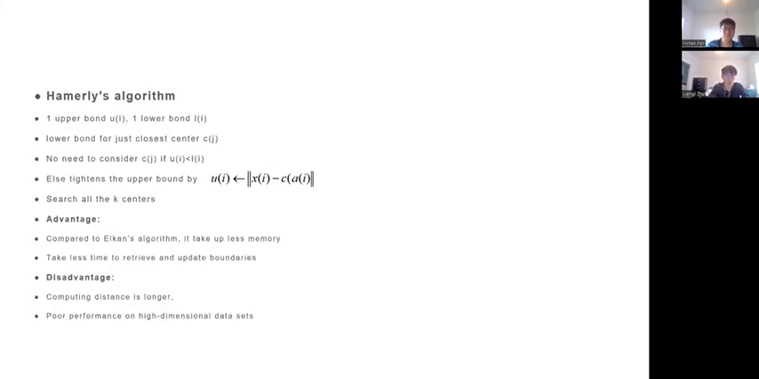Hamerly's algorithm maintains one upper bound and one lower bound. The lower bound is just for the second closest center, and a tightening process is added to the algorithm. If the centers still cannot be eliminated, we need to calculate all the k centers. Compared with the previous algorithm, it has some advantages and disadvantages.